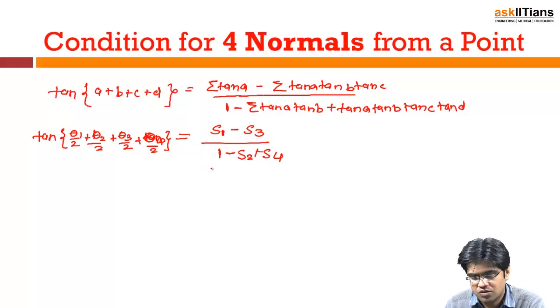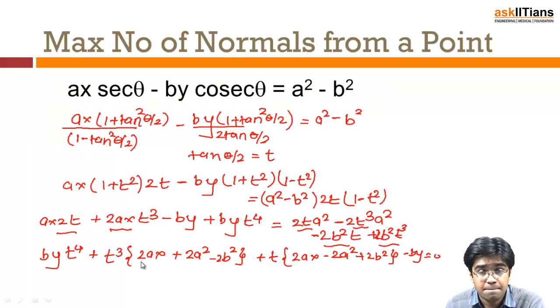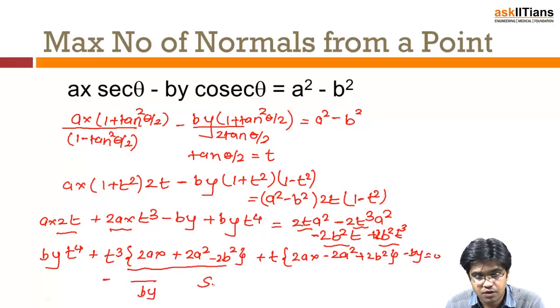Now let's put the values of S1, S3, S2 and S4. What is the value of S1? The value of S1 is minus B by A, so that is minus of this whole thing divided by by. S2, sum of roots taken 2 at a time, is 0 because there is no t square. S3 is minus d by A, this is d, so this whole is d. And then S4 is minus by divided by by, that means S4 is 1.